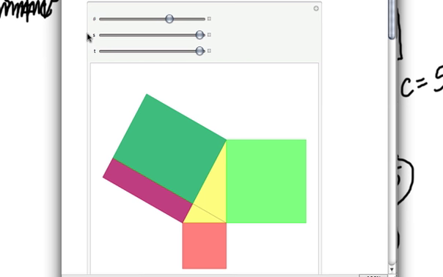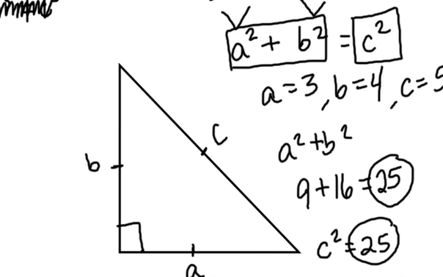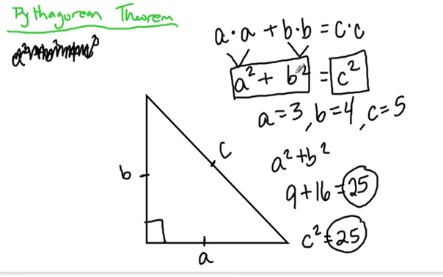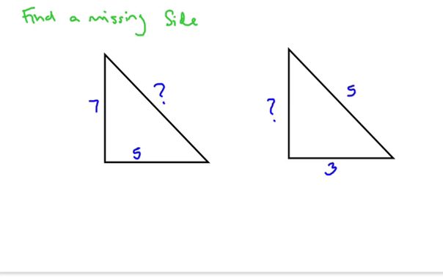Now, that's exactly what our equation is saying. A squared plus b squared equals c squared. And we can use this to solve for all kinds of stuff.